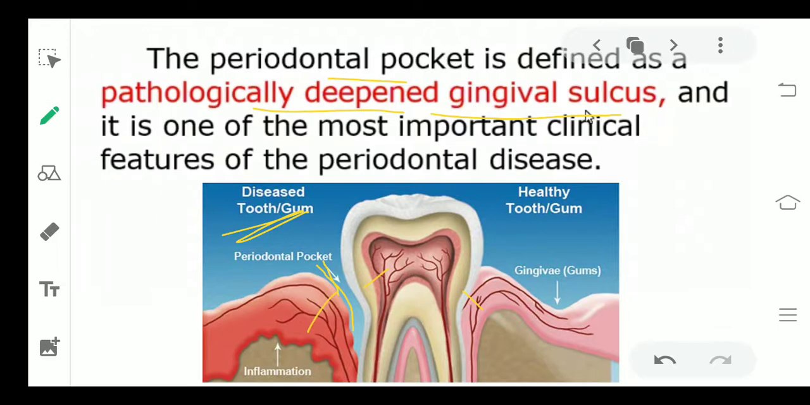Now this periodontal pocket is not seen in a healthy condition, but when the gap appears between the gingiva and the tooth, that is said to be your periodontal pocket, and that condition is said to be periodontitis.